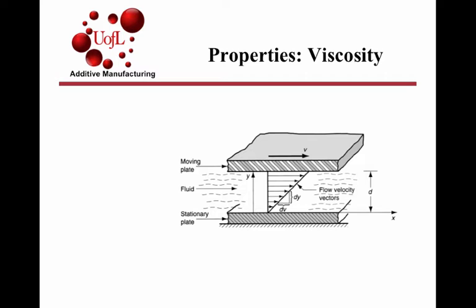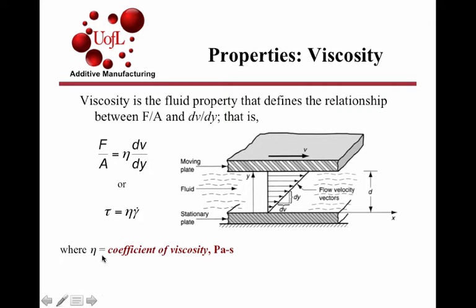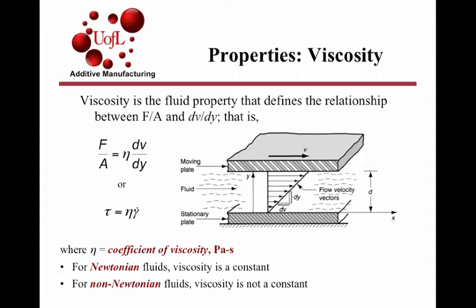If it was a solid, that property is called strain rate; in the case of fluids, it is called shear rate. The proportionality between the shear stress and this velocity gradient is viscosity, referred to by the symbol eta, where tau is the shear stress and gamma dot is the shear rate. Eta is also called the coefficient of viscosity, and its units are Pascal seconds. For Newtonian fluids, viscosity is a constant as a function of shear rate. For non-Newtonian fluids, viscosity is not a constant as a function of shear rate.